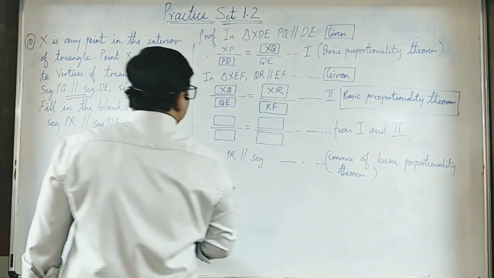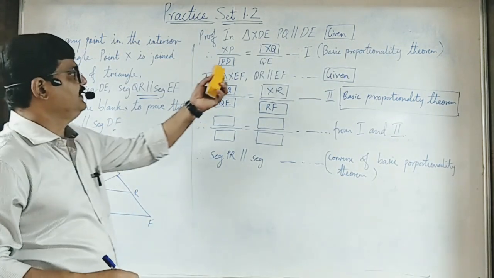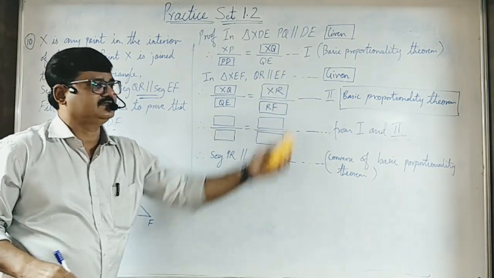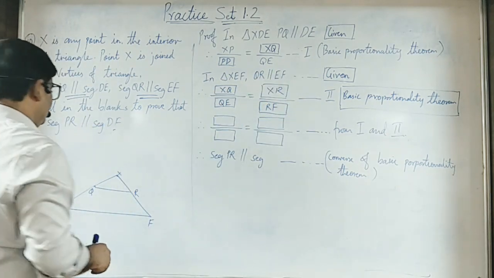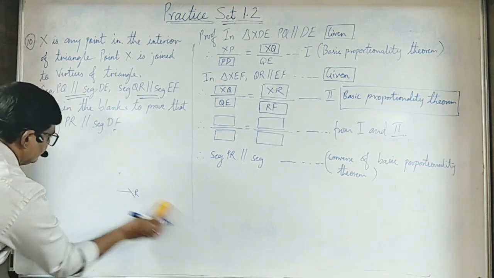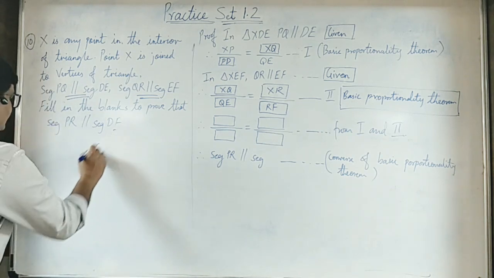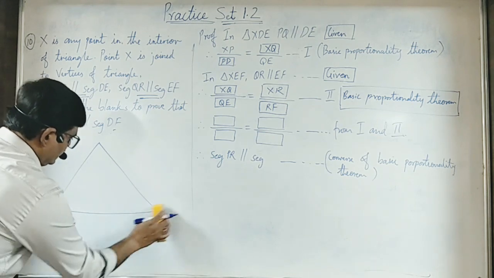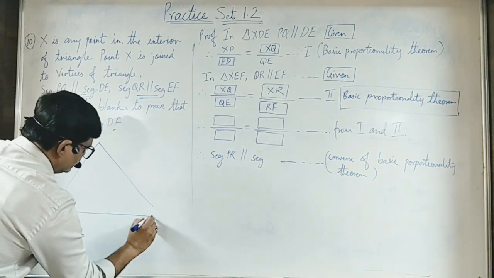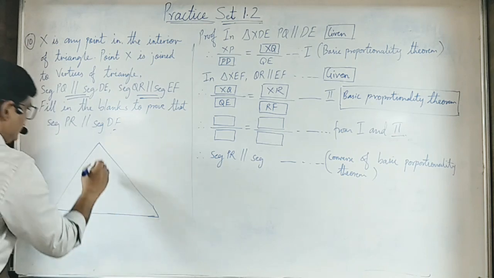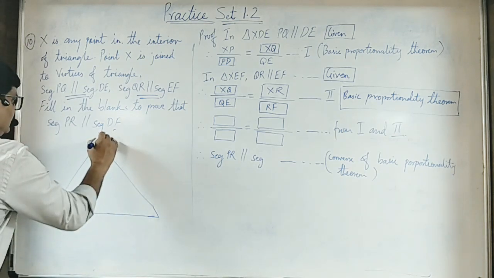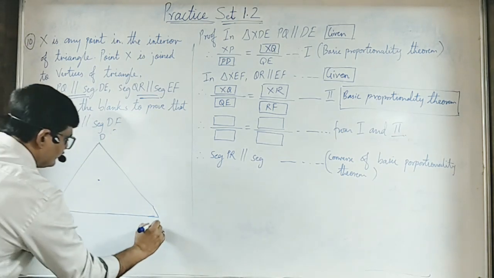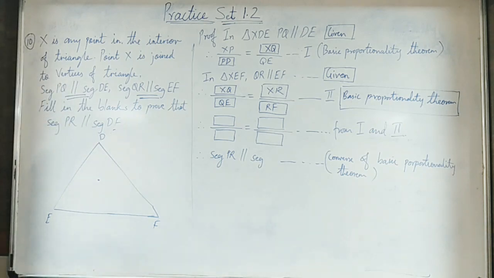Okay. Now look at that. We have given this as statement number 1 and this as statement number 2. I'll be drawing the diagram back again. If you see this, a full diagram, I'll be drawing it again. You have over here the name of the triangle, DEF.